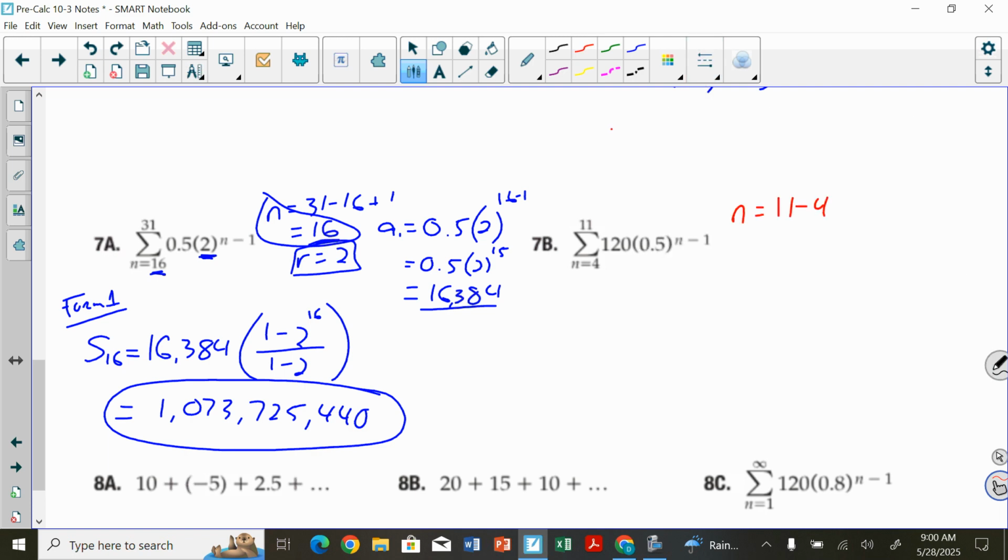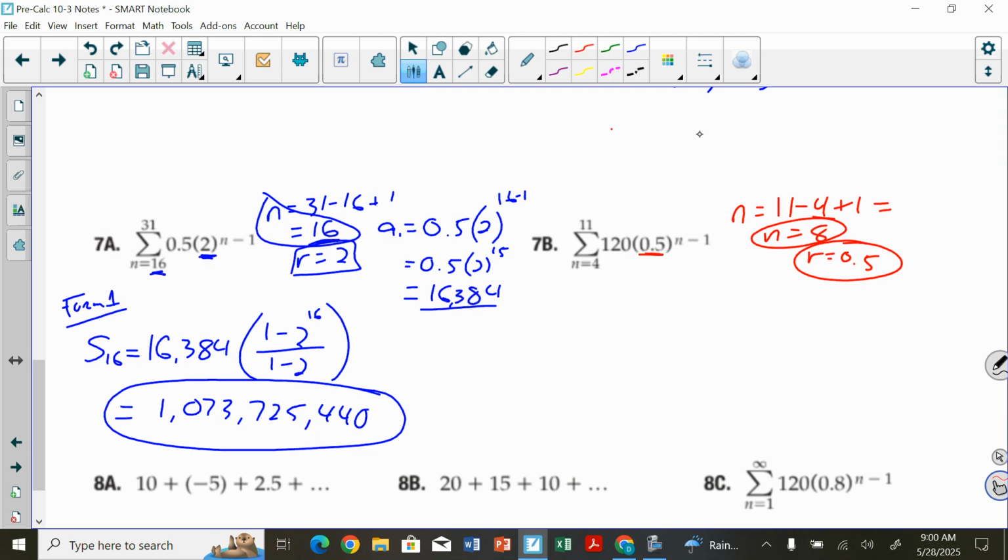N is going to be 11 minus 4 plus 1. So n is equal to, in this case, 8. Okay, so that's key to know. I know that my r value, remember, is going to be the base number. So r is equal to 0.5. So that's good to know.